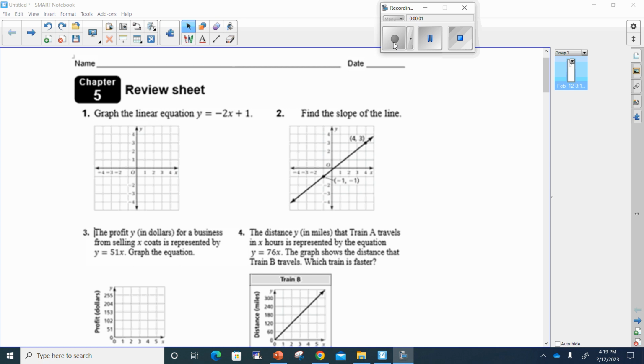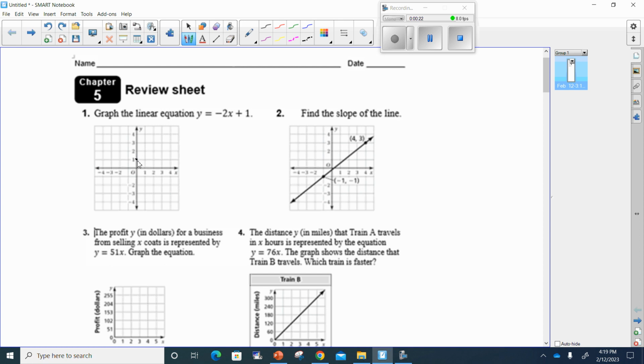Seventh grade advanced class. Let's go ahead and review for this test, chapter 5 test here. If we review this, number one says graph the linear equation y equals negative 2x plus 1. We know that it's going to have one coordinate where y is at 1. So right here, y, we're going to put a dot right there.